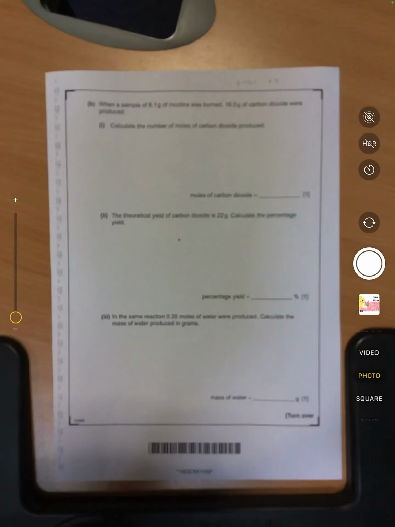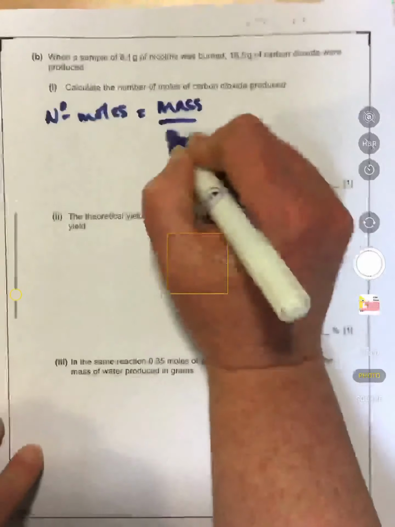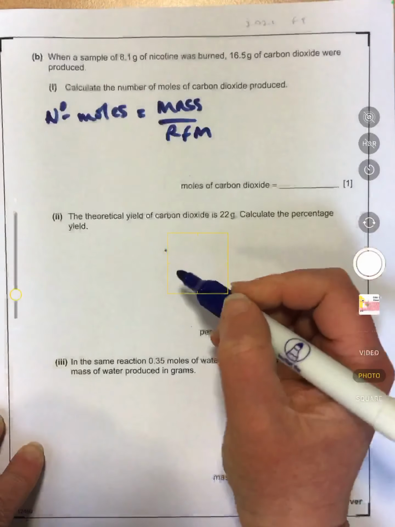So looking at this question, this is the second part of a question. The first bit was slightly different, but I want to concentrate on the moles and masses calculations here. When a sample of 8.1 grams of nicotine was burned, 16.5 grams of carbon dioxide were produced. Calculate the number of moles of carbon dioxide produced. So we start off just by writing down the formula. Number of moles is the mass divided by the formula mass.